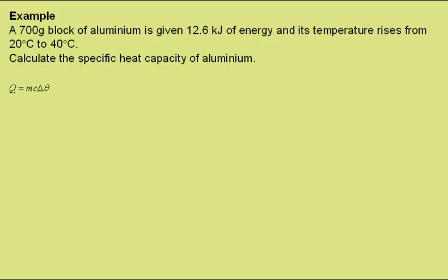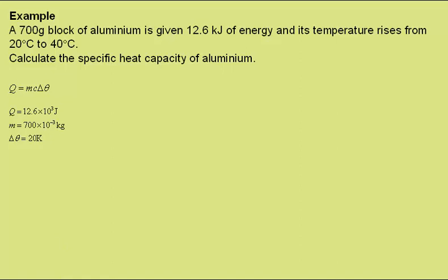Well, we need the formula Q equals mc delta theta, and just putting down the information we have, we know that the energy Q is 12.6 kilojoules, or 12.6 times 10 to the 3 joules. The mass is given in grams, so we must multiply it by 10 to the minus 3 to get it into kilograms. And the change in temperature from 20 degrees C to 40 degrees C is a rise of 20 degrees C, or 20 Kelvin.